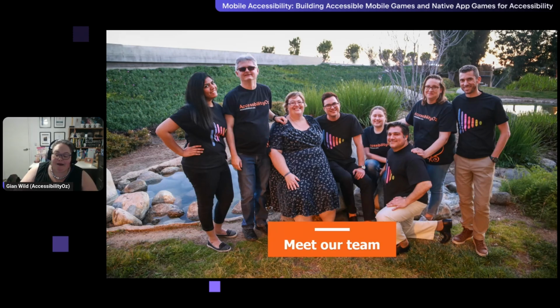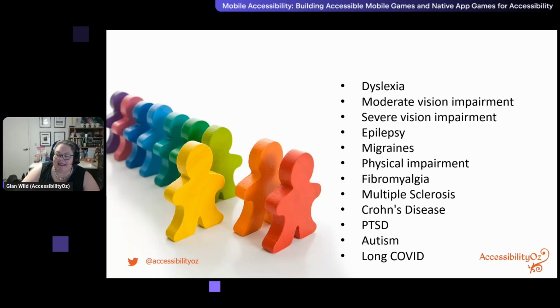That's something to be aware of: just because you know everyone that's using your system, your website, your game, and none of them look disabled, that doesn't mean that they aren't. About 20% of the population has some kind of significant disability that affects their daily life. That doesn't mean the need to use glasses or anything like that. Significant disability. Often you can't tell just by looking at someone, and it's really quite rude to ask. Over almost 15 years, we've had people with dyslexia, moderate vision impairment, severe vision impairment, epilepsy, migraines, physical impairment, fibromyalgia, multiple sclerosis, Crohn's disease, post-traumatic stress disorder, autism, and long COVID.